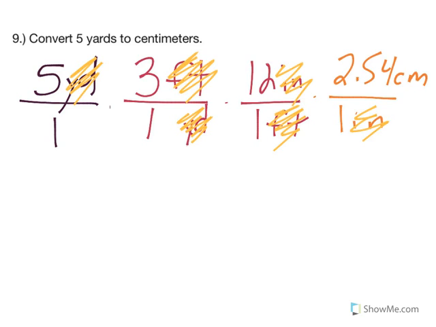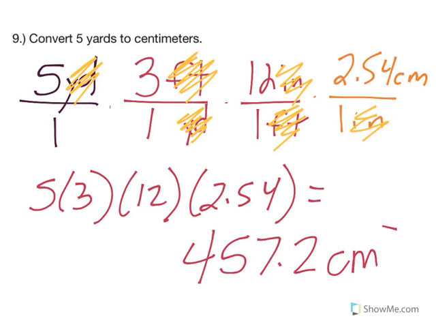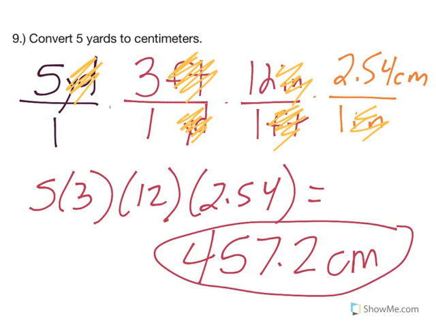So the nice thing about that is it's a simple multiplication problem. 5 times 3 times 12 times 2.54, right? These are all the numbers in my numerator. Since my denominator is all ones, it doesn't really matter. And I am left with 457.2 centimeters. And again, notice my beautiful label. And I believe, yep, that's my last problem. So there is kind of an overview on the intro to conversions.